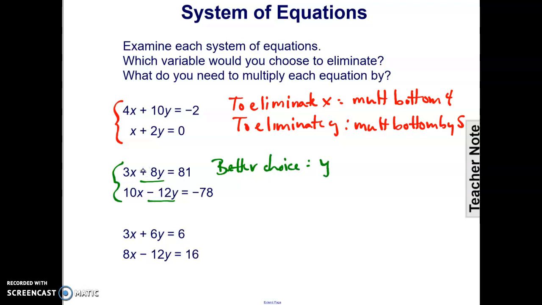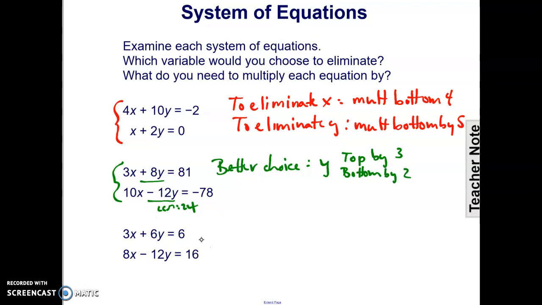Because eliminating the y, I have opposite signs. I don't have to worry about carrying the minus across. So I look, and I would see that the least common multiple of 8 and 12, the LCM, is actually 24. So I would multiply the top by 3 and the bottom by 2. And when I did that, I would have a positive 24 and negative 24, and they'd eliminate each other.